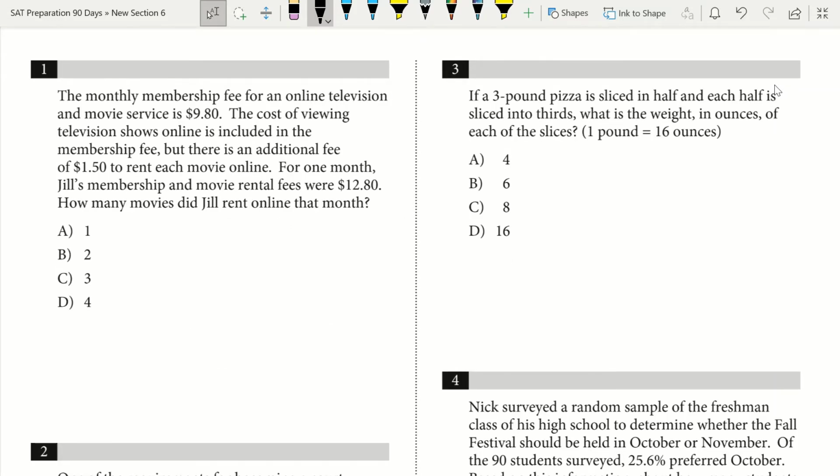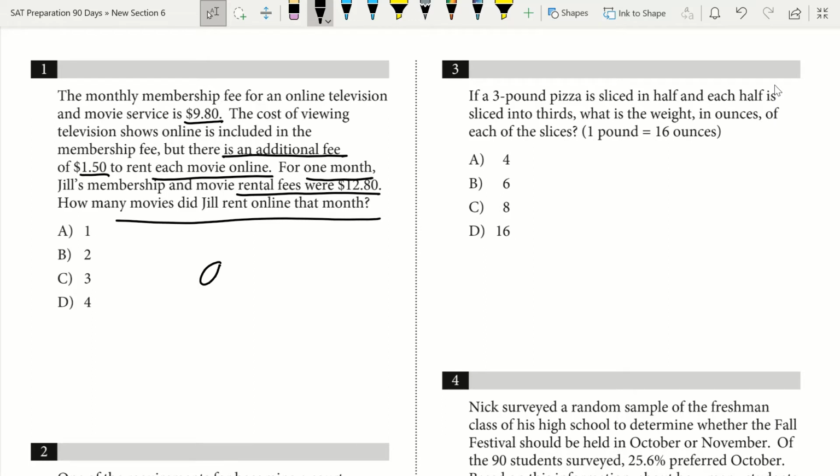So we're going to start with number 1, and we'll go through it just like we did with the math no calculator section. So the monthly membership fee for an online television and movie service is $9.80. The cost of viewing television shows online is included in the membership fee, but there is an additional fee of $1.50 to rent each movie online. For 1 month, Jill's membership and movie rental fees were $12.80. How many movies did Jill rent online that month?